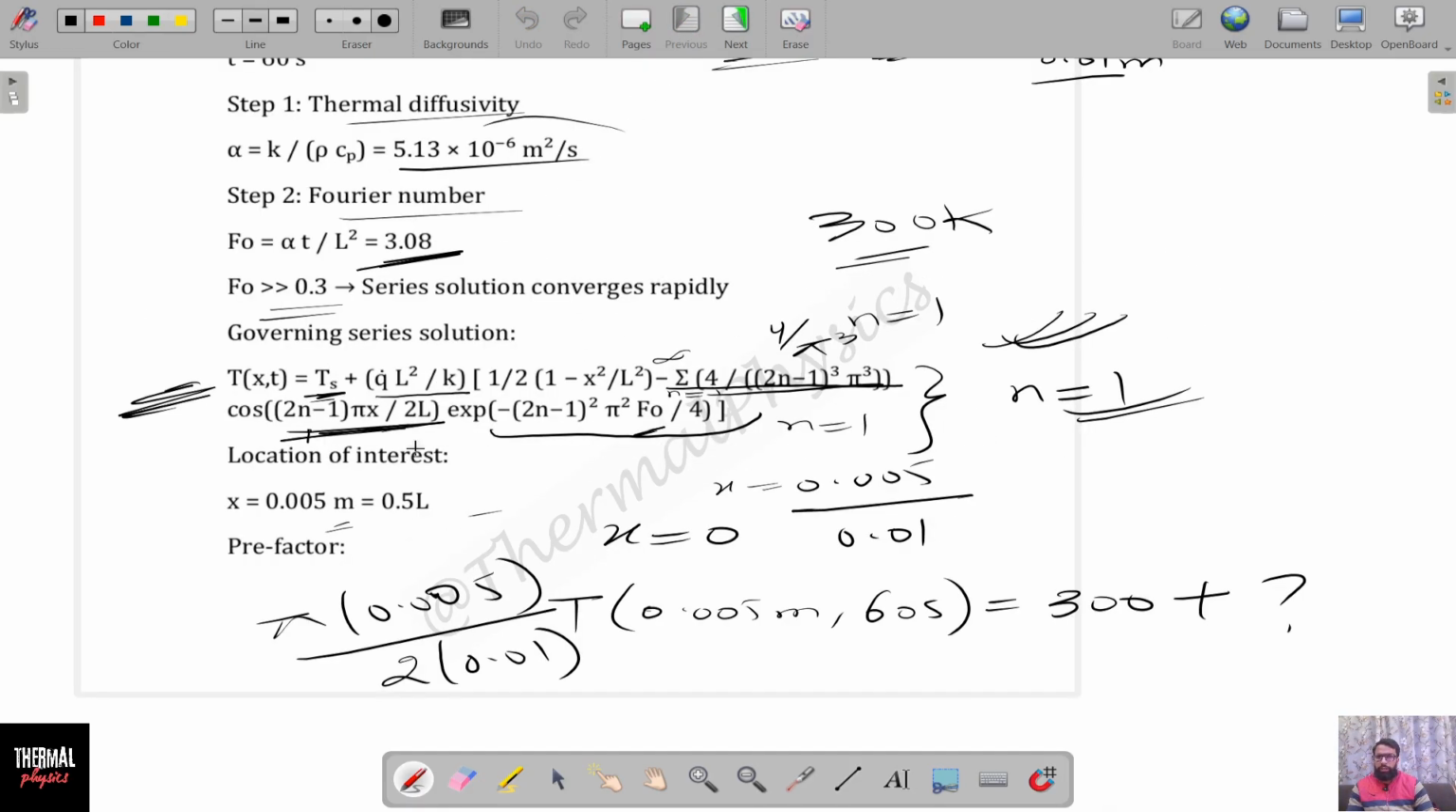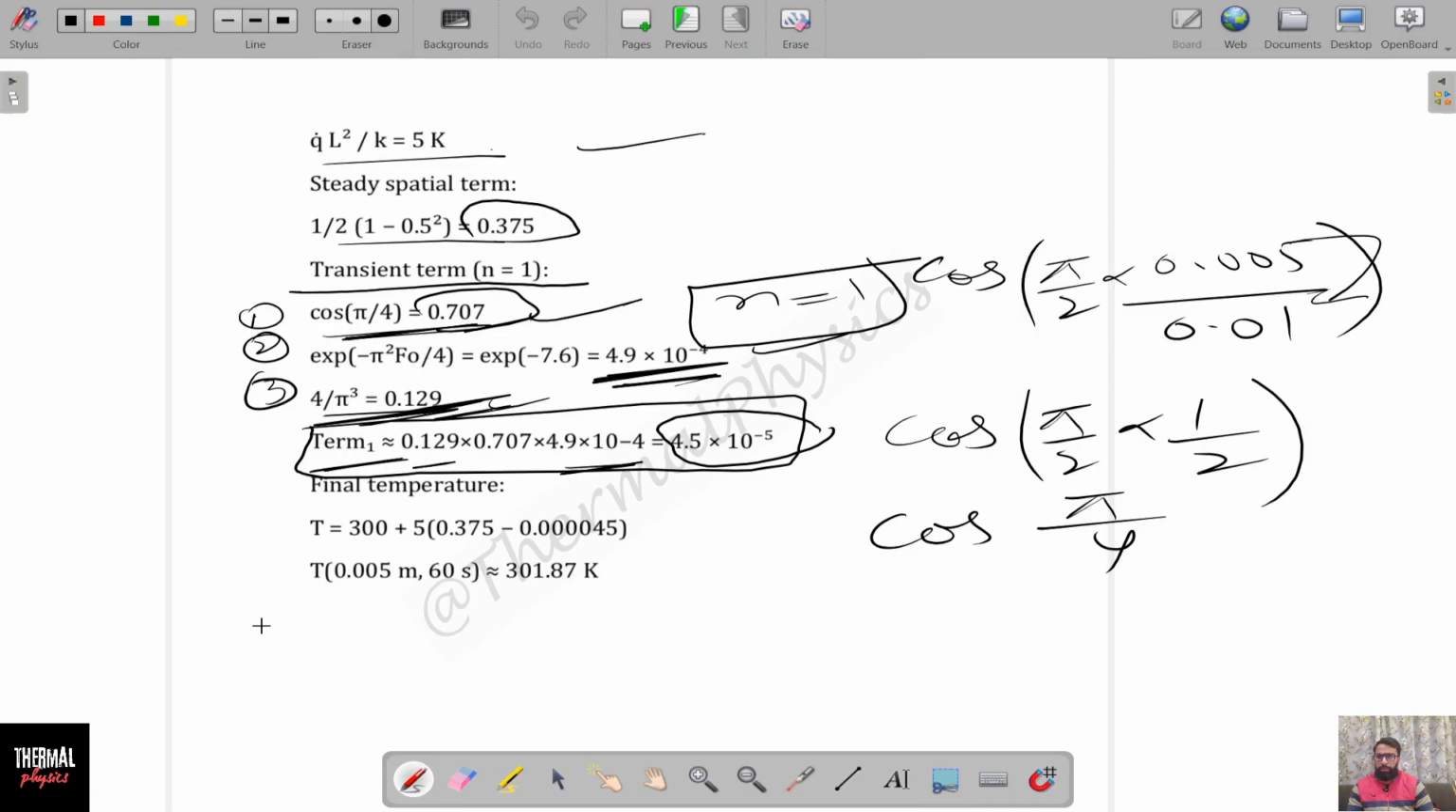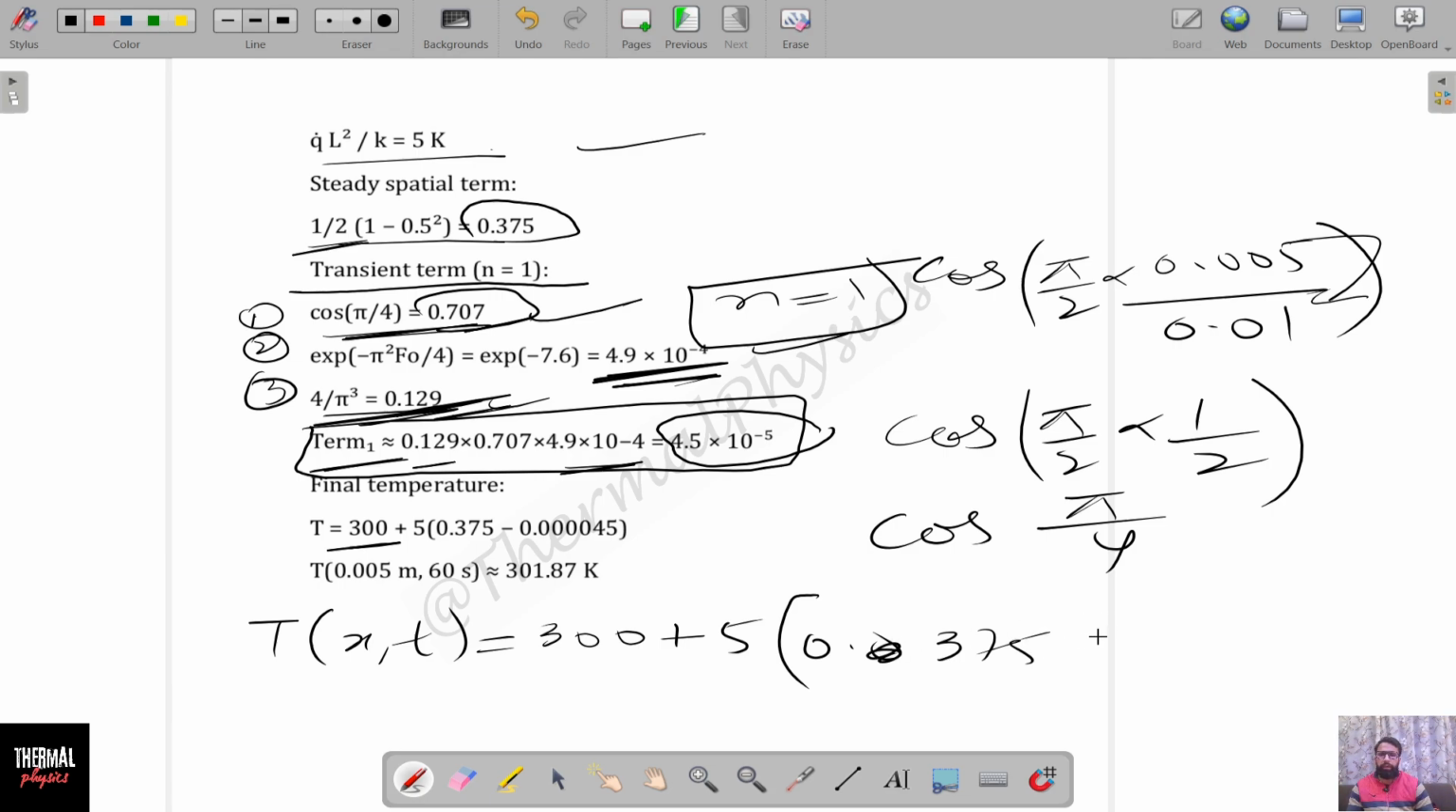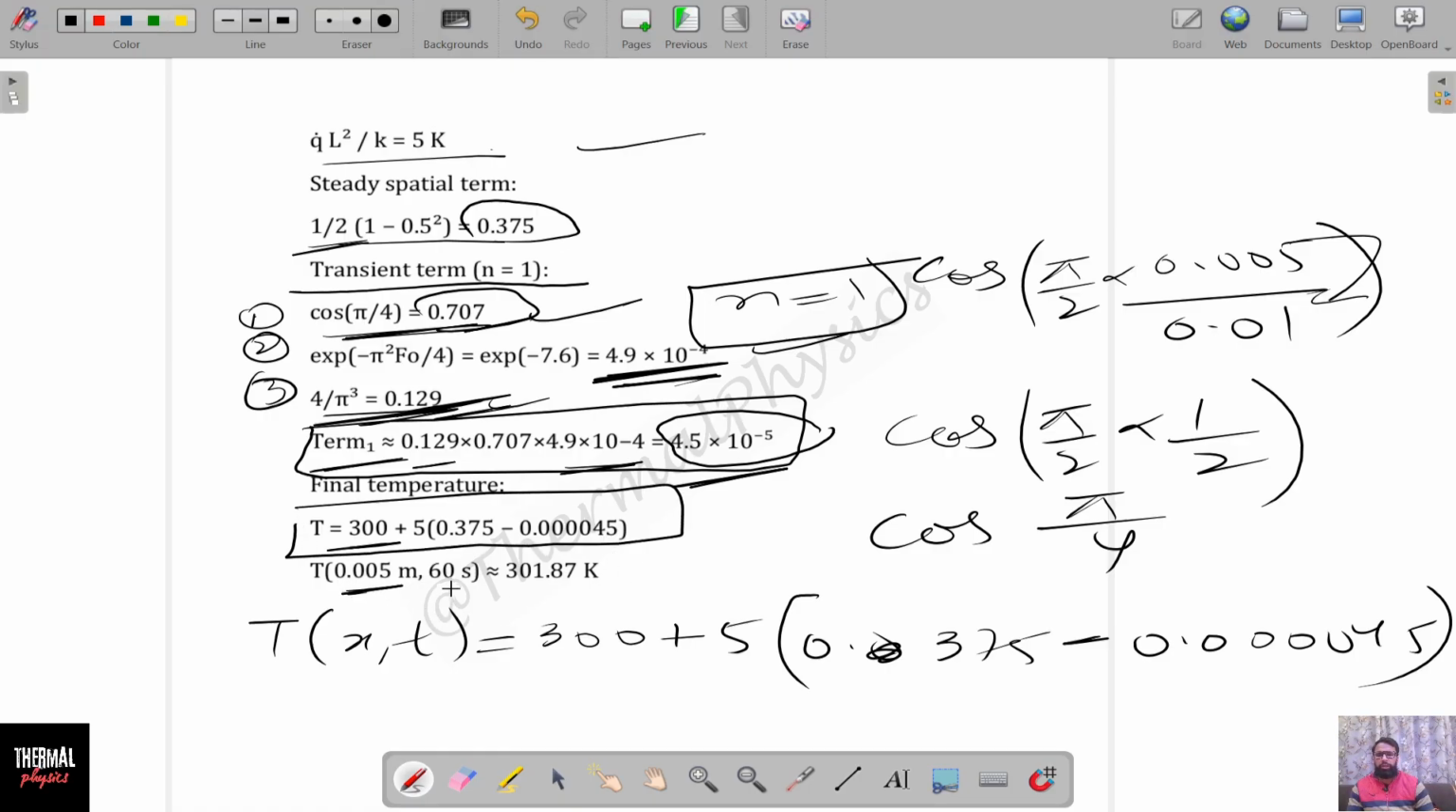So our solution is basically T of x comma t, which is 300 plus 5 times 0.375 minus 0.000045, which is this 4.5 times 10 to the power minus 5. So combining all these terms, we get the temperature at the center location after 60 seconds as approximately 300.87, which is approximately 301 Kelvin. We can keep it in mind that it is 301 Kelvin.